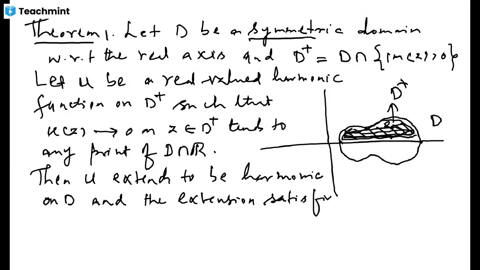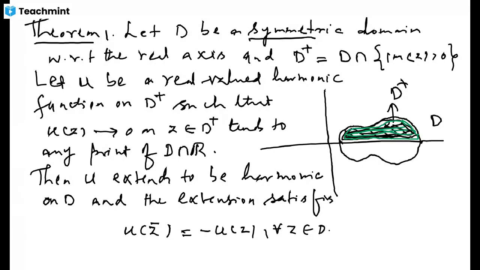Satisfies this inequality. U of z conjugate is equal to minus U of z for every z in D. So what we have is a harmonic function on one part of the symmetric domain. Then it vanishes whenever we approach this real axis.